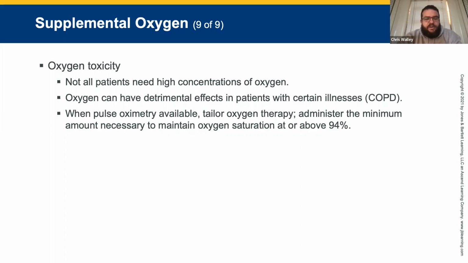When in doubt, or if unable to measure the saturation reliably, supplemental oxygen should be administered. Do not withhold it. When pulse oximetry is available, tailor oxygen therapy to the patient's needs and administer the minimum amount of oxygen necessary to maintain oxygen saturation at a minimum of 94%. So if the patient's having a hard time breathing and you put it on and they're at like 94, don't withhold it, but put them on that nasal cannula at like 2 or 3 liters per minute.